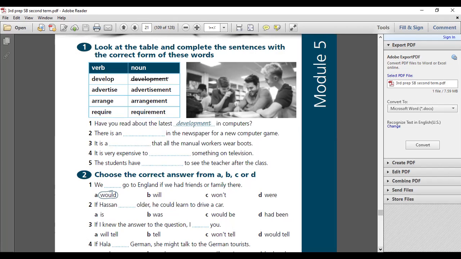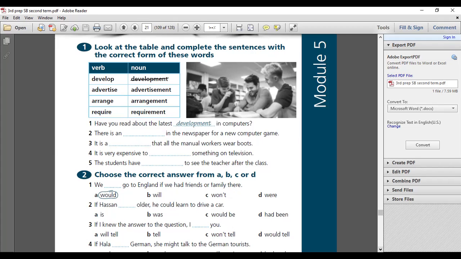Number two, there is an advertisement in the newspaper. Advertise or advertisement? Advertisement. Super excellent. Number three, it's a requirement that all the manual workers wear boots. Require or requirement? Requirement. A requirement. Number four, it's very expensive to advertise something on television. Advertise or advertisement?